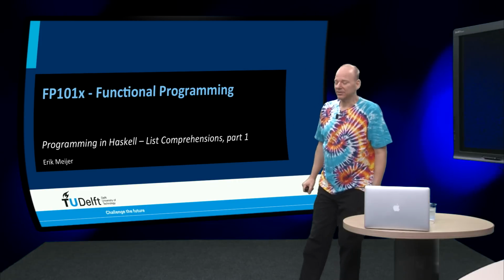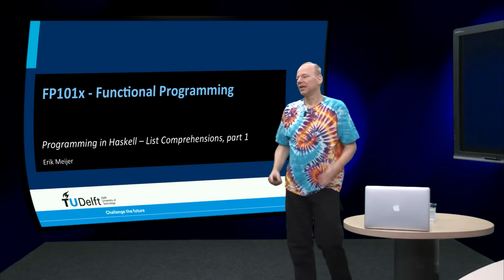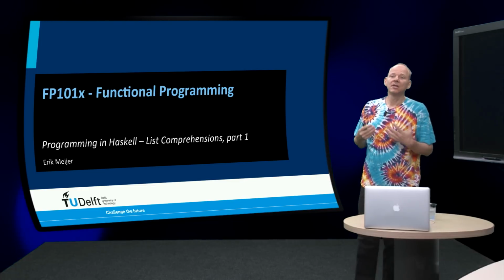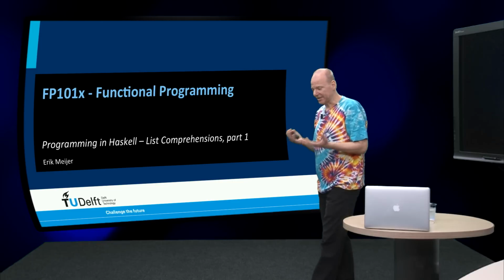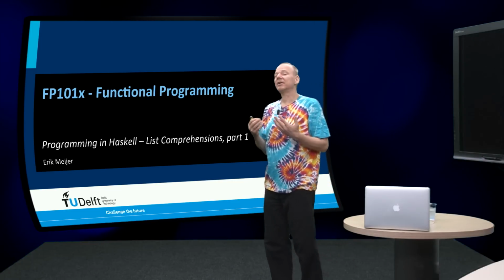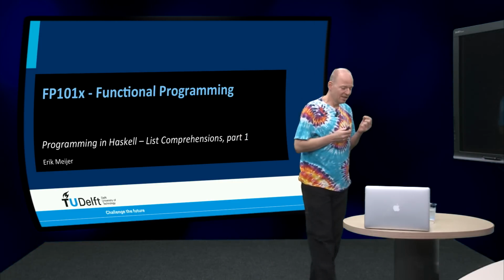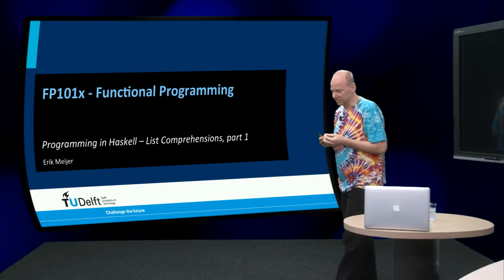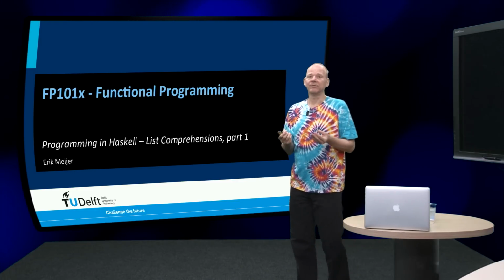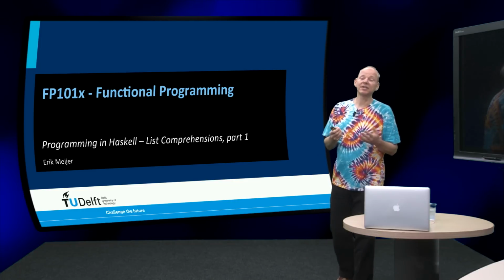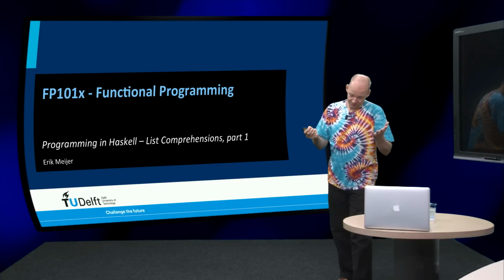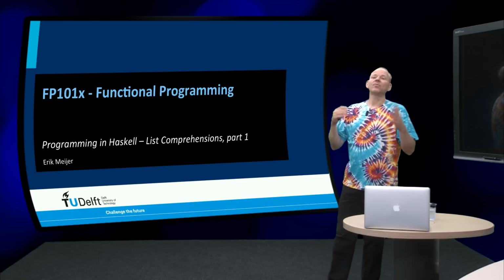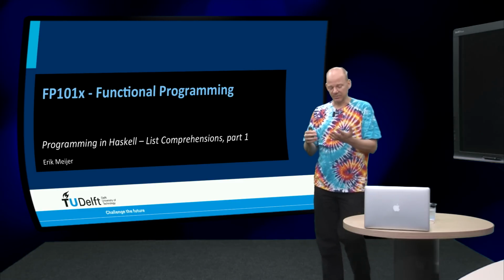Today we're going to talk about list comprehensions. List comprehensions are a mechanism to write code that manipulates collections. And if we look at most programming languages, most of the features in a programming language have to do with dealing with collections. A traditional imperative language, such as Java or C#, has a wide range of mechanisms to deal with collections.